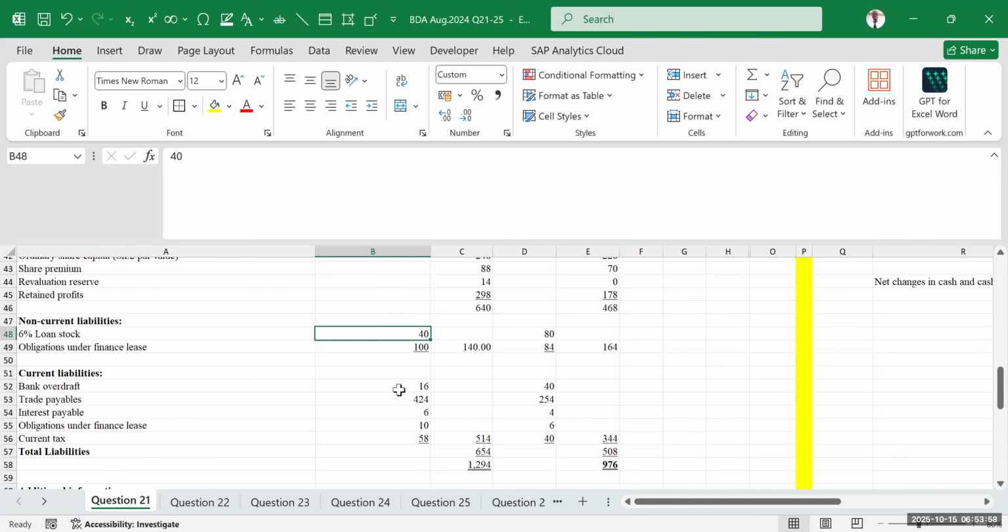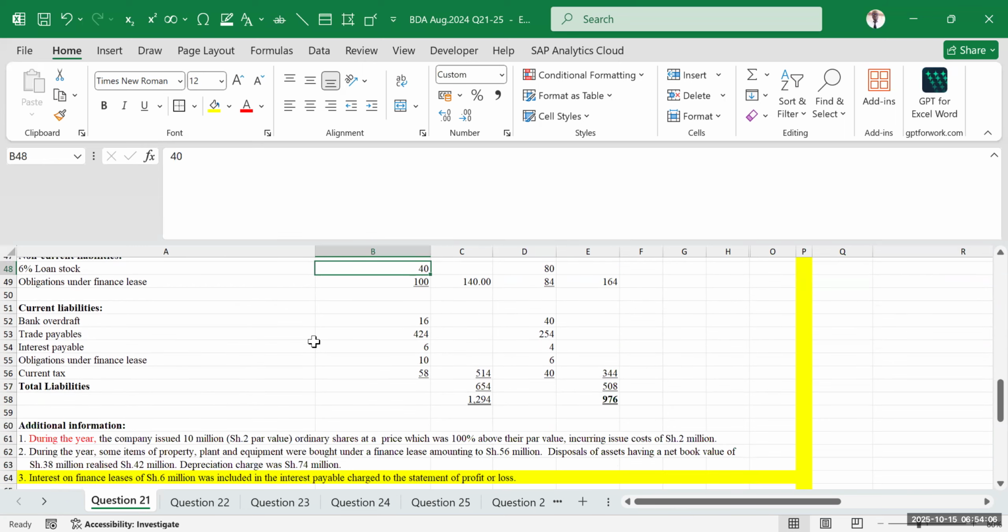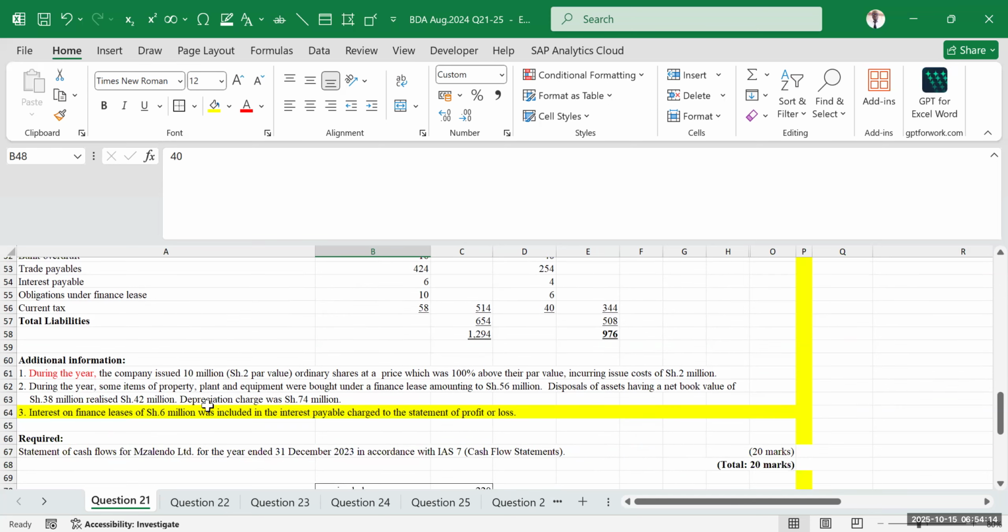So what do you think must have led to the decrease in the value of the loan? Is it an acquisition or a repayment, members, in terms of cash flow? Is it an outflow or an inflow? Somebody very fast. I'm looking at the additional information to see if there is any mention of a loan, but I'm not seeing any. All right, repayment, outflow. Thank you, members.